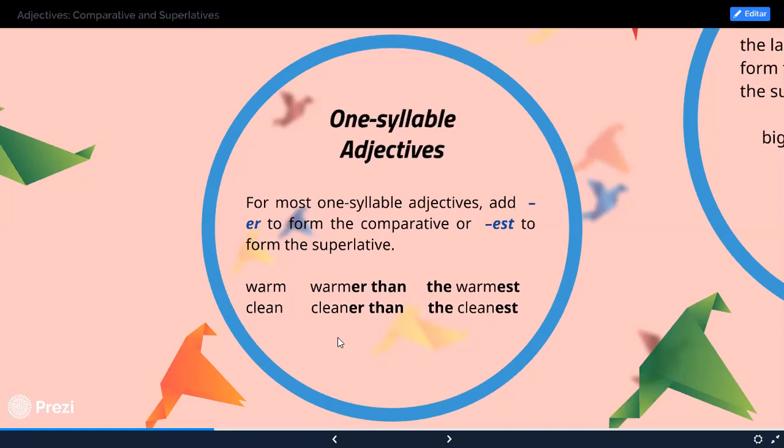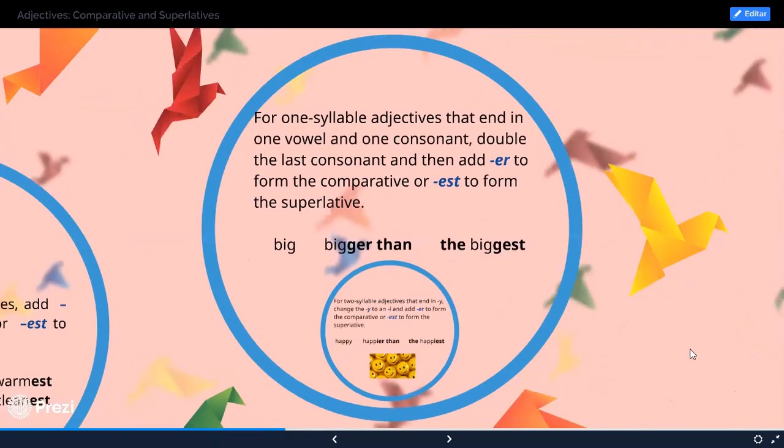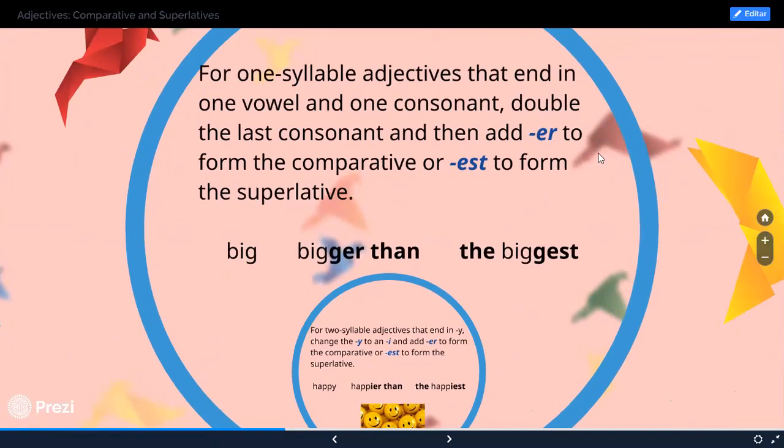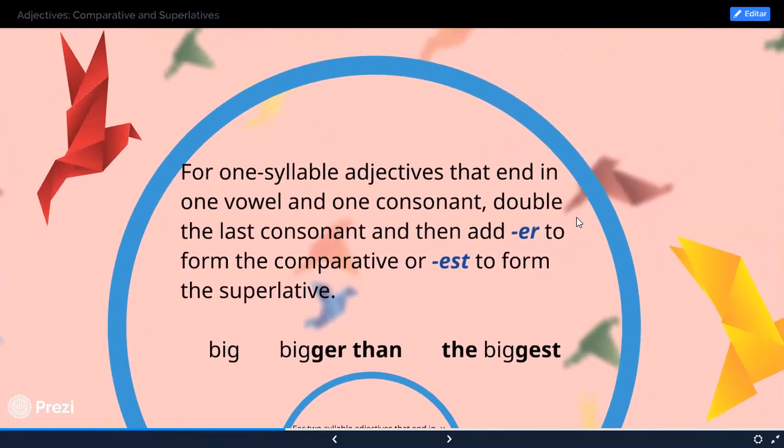Yes, teacher. Okay, excellent. So I have the following information. Let me see. Selena, can you read it, please? For one syllable adjectives that end in one vowel and one consonant, double the last consonant and then add an R to form the comparative. Okay, thank you, Selena. So you can see here that it says for one syllable adjectives that end in one vowel and one consonant, we're going to double the last consonant and we're going to add ER to form the comparative, okay?